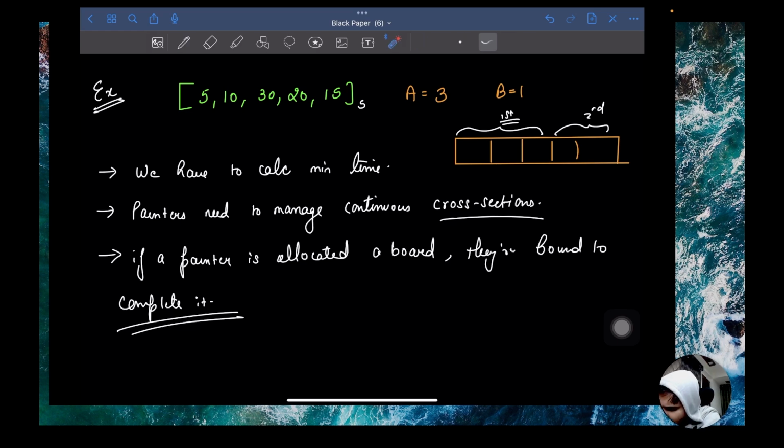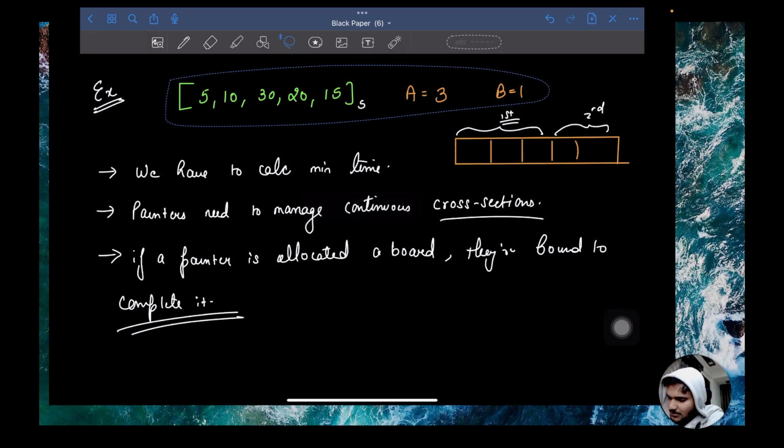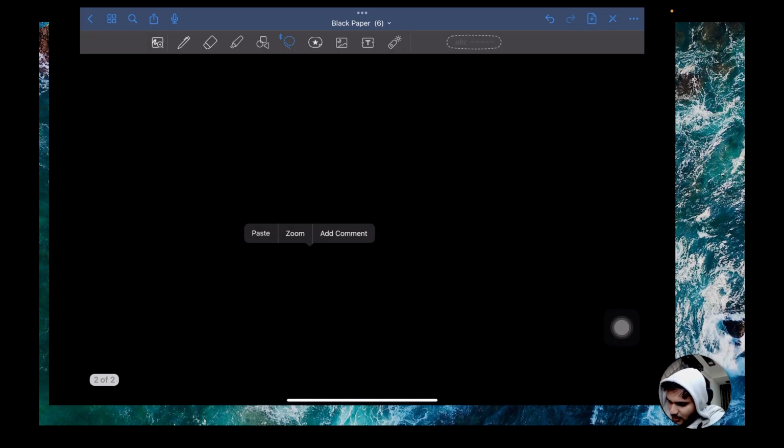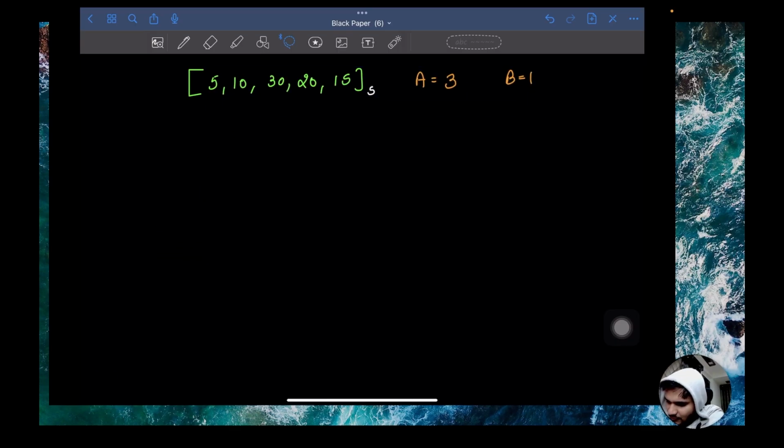I'm saying that because it's a minimization or maximization kind of problem, binary search might be a good idea. If you try to apply binary search here, the first principle of applying a searching algorithm is to define the search space. Now, what is the answer that we have to calculate? The answer that we have to calculate is minimum time.